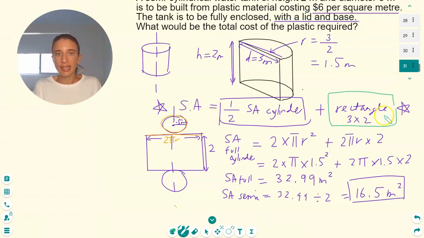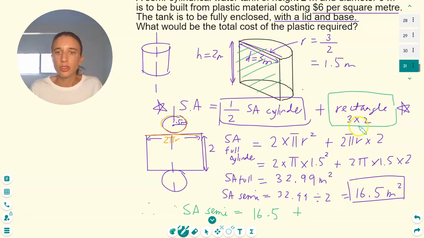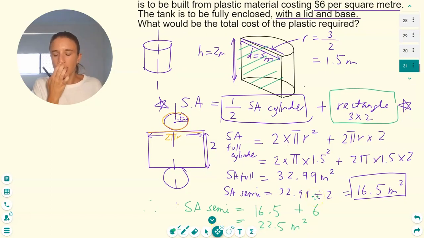So we come back to our plan at the beginning. Therefore, the surface area of the semi equals our half surface area, which we just found, 16.5, then we have our rectangle, which was this bit, 3 times 2, which was 6. Then we can just go 16.5 plus 6 is 22.5 square meters. So that's what that looks like.